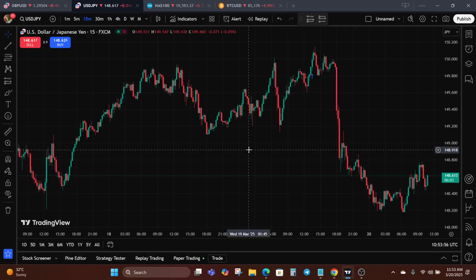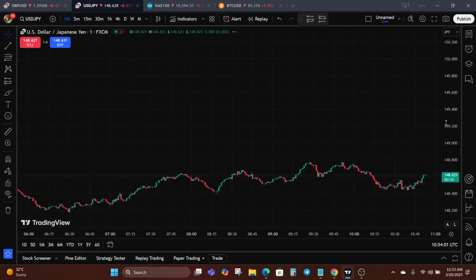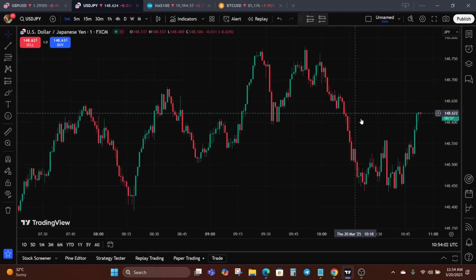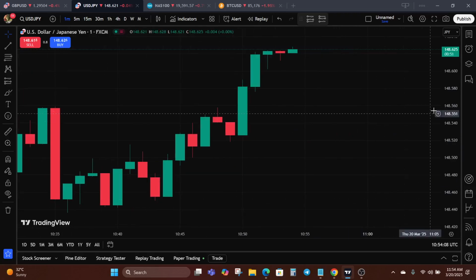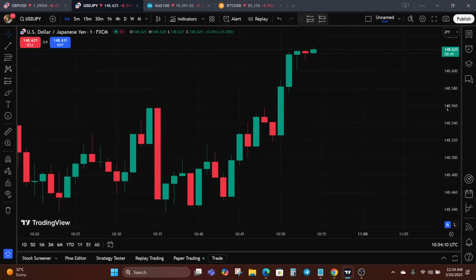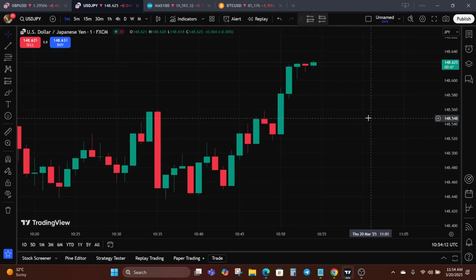Okay. Now let's quickly talk about pips. A pip is the smallest price movement in a currency pair. Okay, the smallest price movement in a currency pair is what we call a pip.